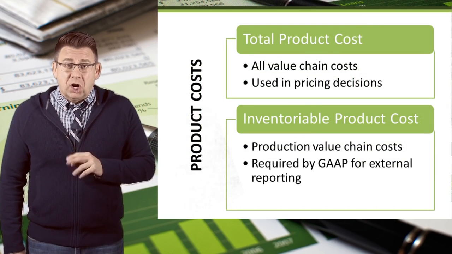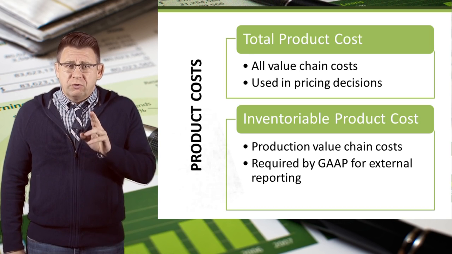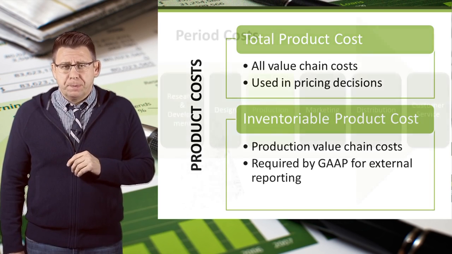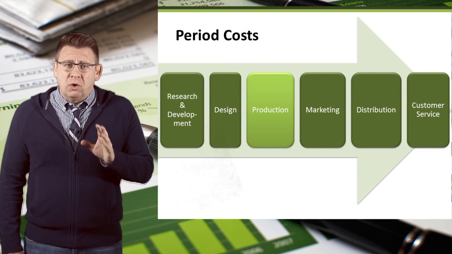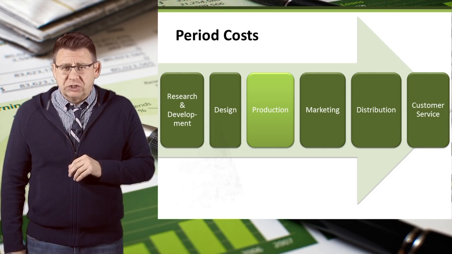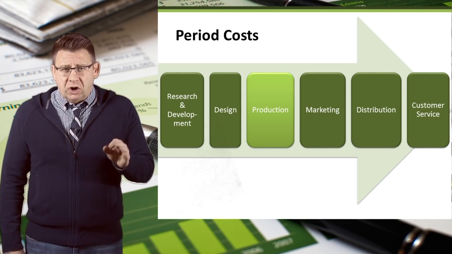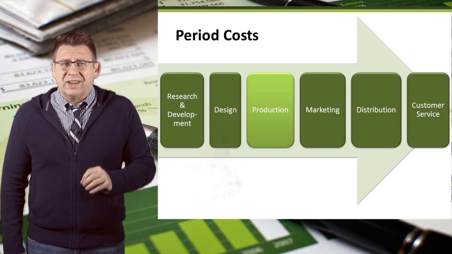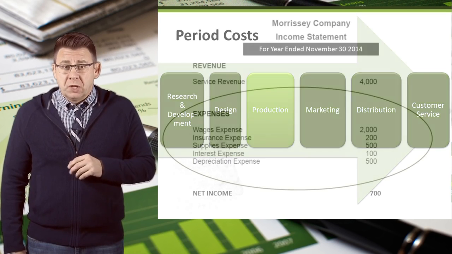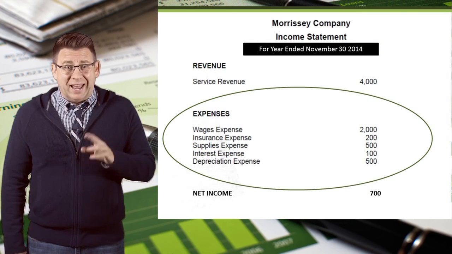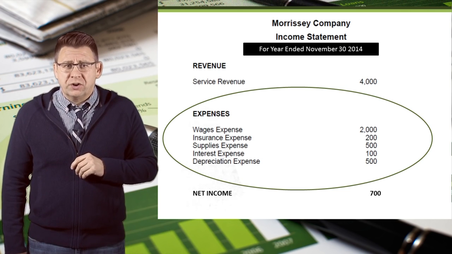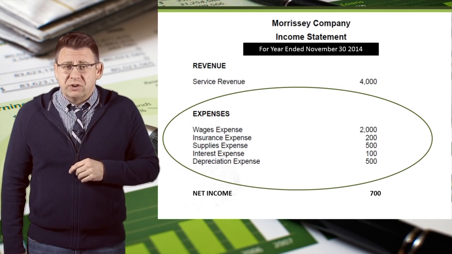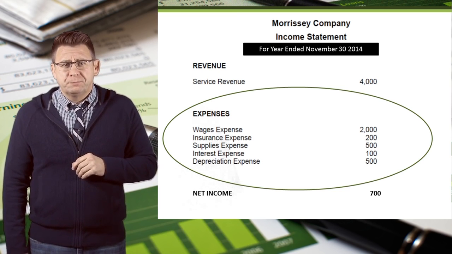Inventoriable product costs are required by GAAP to be used for the cost of the asset, inventory, rather than total product costs. Because GAAP will not allow total product costs to be reported on the balance sheet as an asset, the costs incurred in R&D, design, marketing, distribution, and customer service are known as period costs. Period costs are reported on the income statement as expenses in the period in which they were incurred. They are often known as operating expenses or selling, general, and administrative expenses, or SG&A for short.